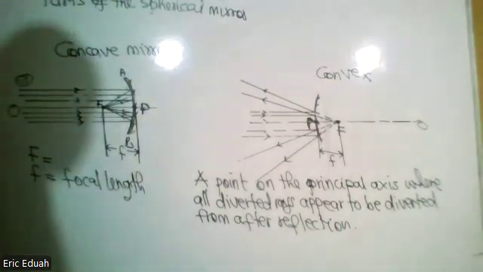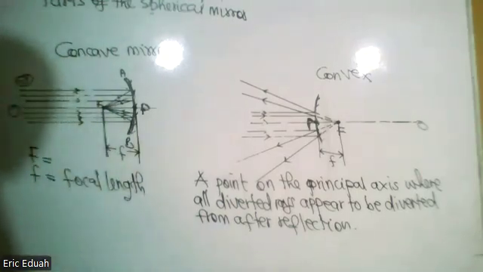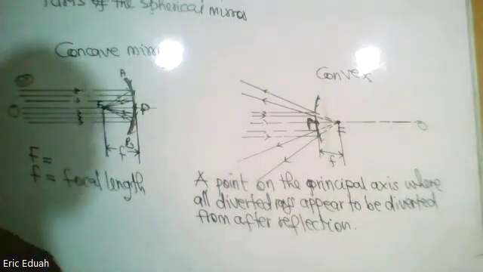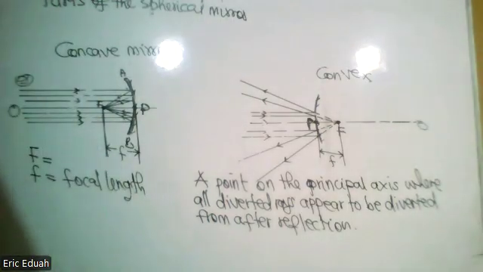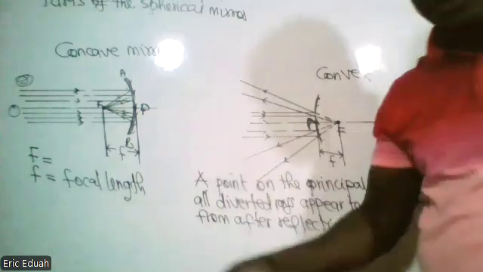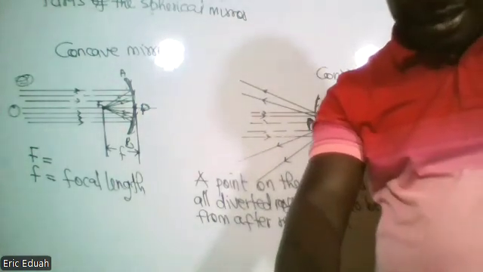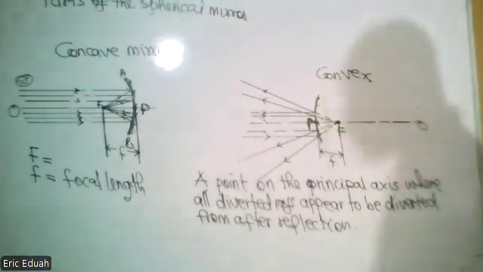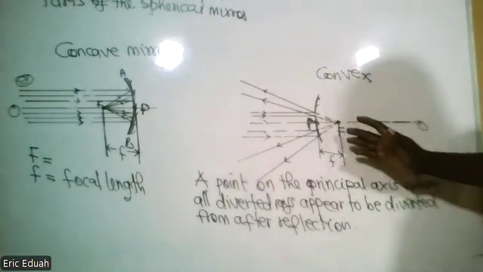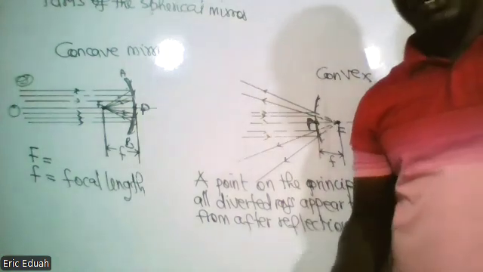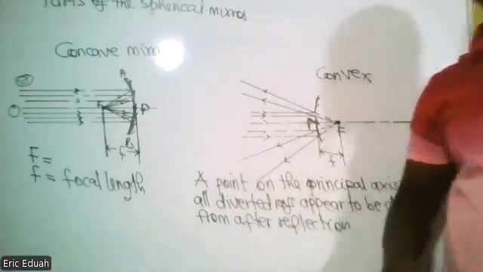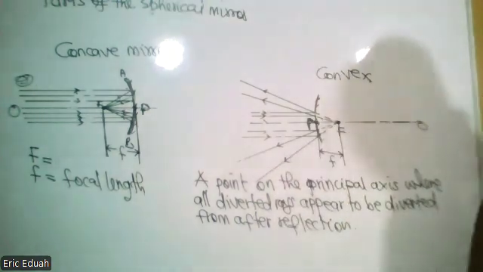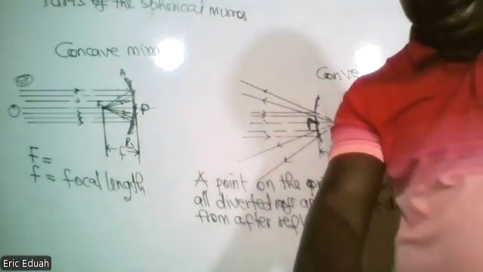So the question to the house, if you are not asking your own question, is: how would you define the principal focus of a spherical mirror? We've talked about the principal focus of concave, principal focus of convex. How would you then define the principal focus of a spherical mirror generally? Anybody to try?